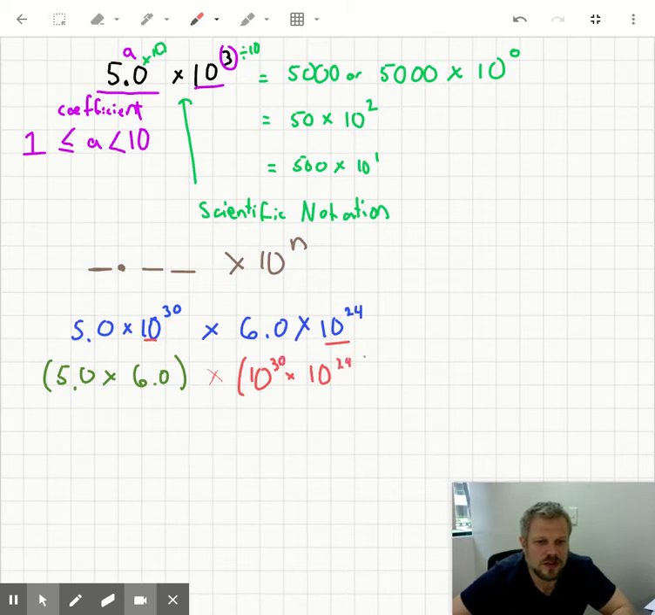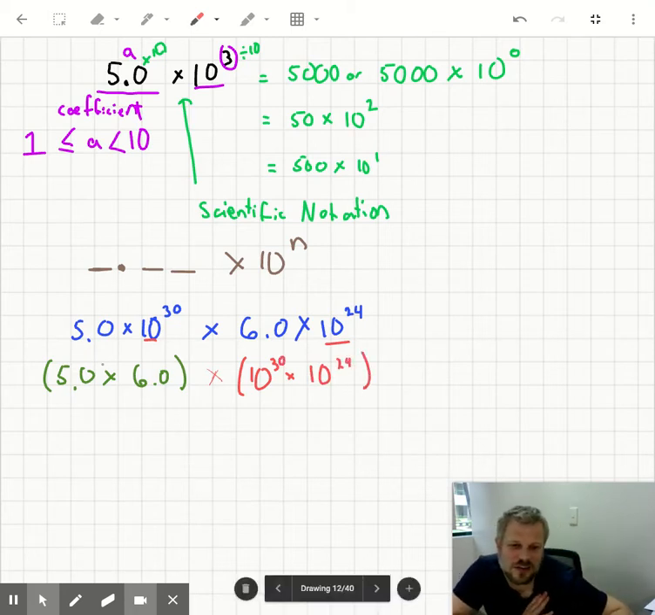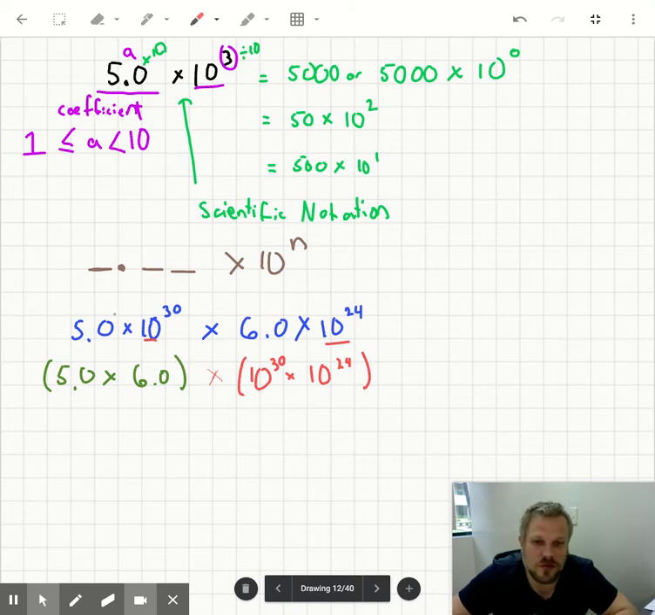So I missed that there. Now, can we do that? Can I change the order when I'm multiplying? Like, say we have 3 times 2 and then 2 times 3, we know that those are the same value, okay? So I just changed the order.